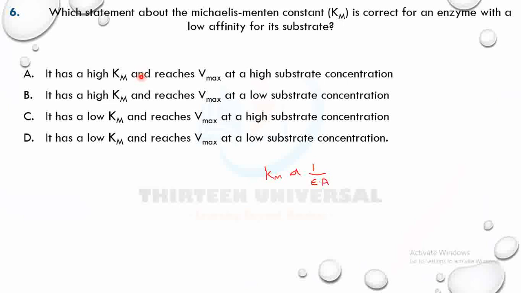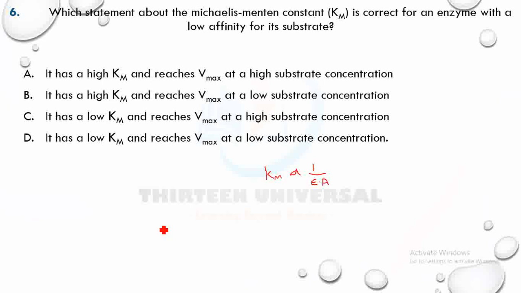A says it has high Km and reaches Vmax at high substrate concentration. B says it has high Km and reaches Vmax at low substrate concentration. If it has high Km, that means it will require high substrate concentration to reach Vmax. Let me explain this to you. Watch this.